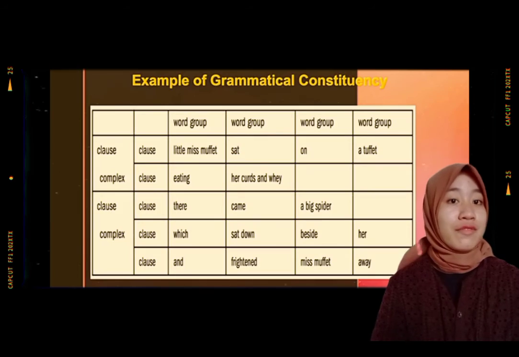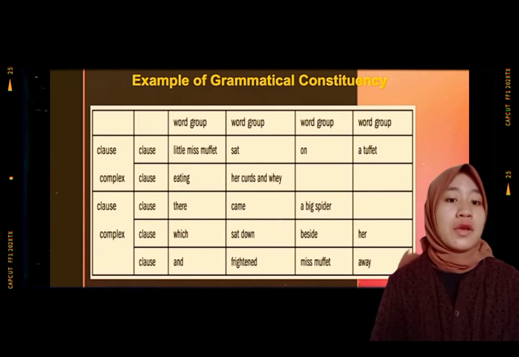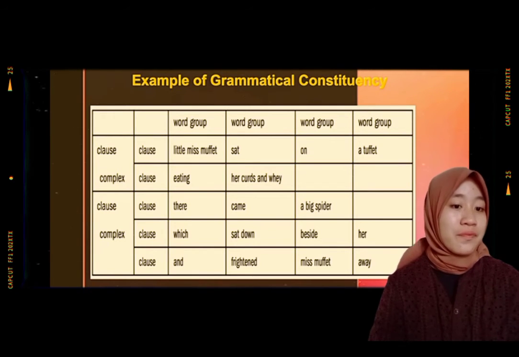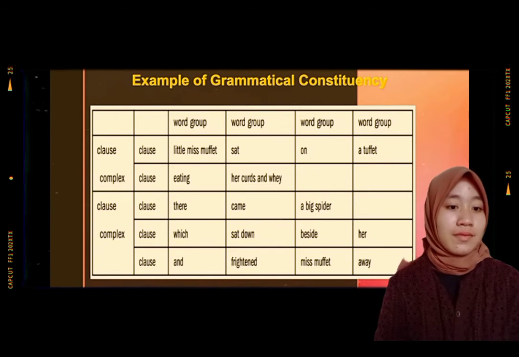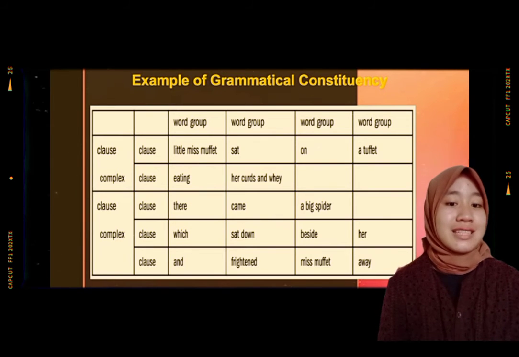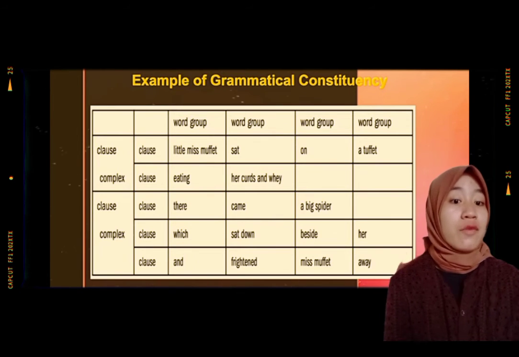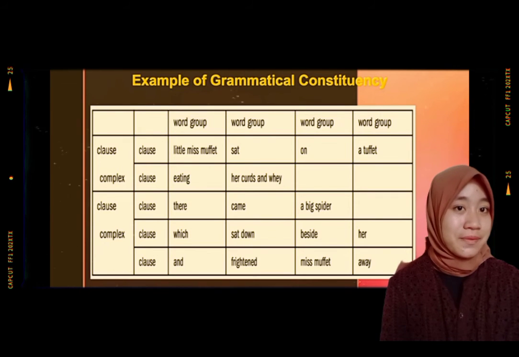Okay, and the last is an example of grammatical constituents. Look at this example: we sat down on the small bed, settled to put on eating headquarters, and we sat down beside her and frightened Jesus. Move it away. Look here, we have the clause complex, one big sentence, then I have a clause, I have one group, and then I have the morpheme, and so on.